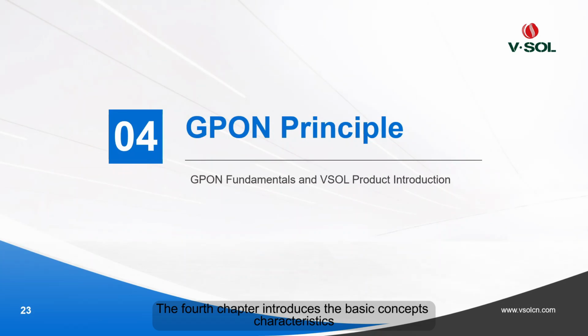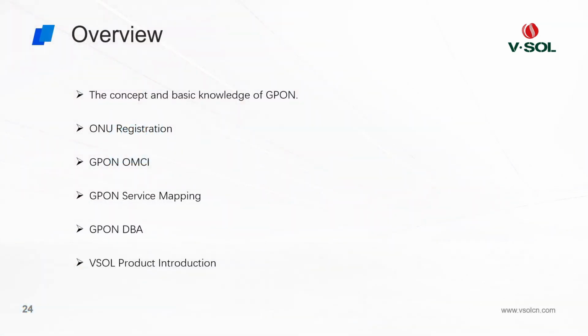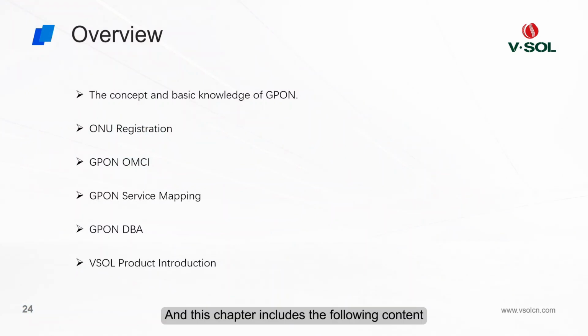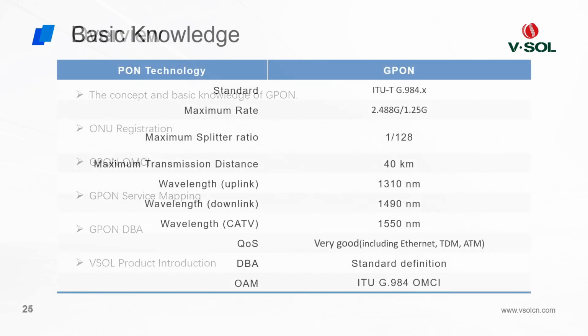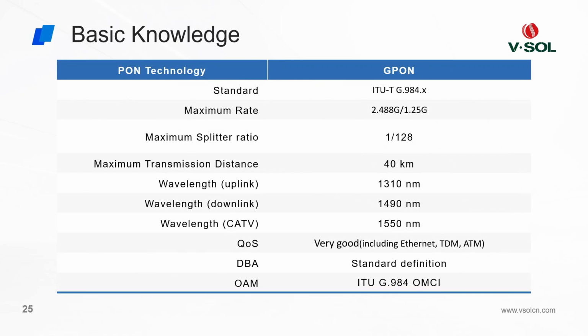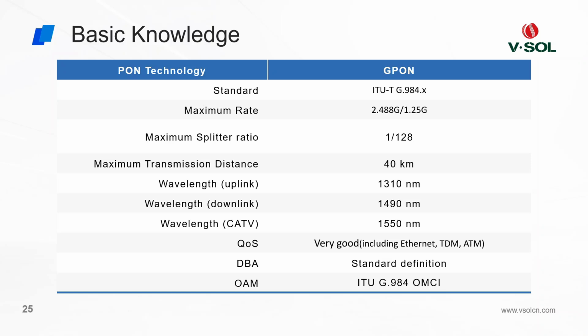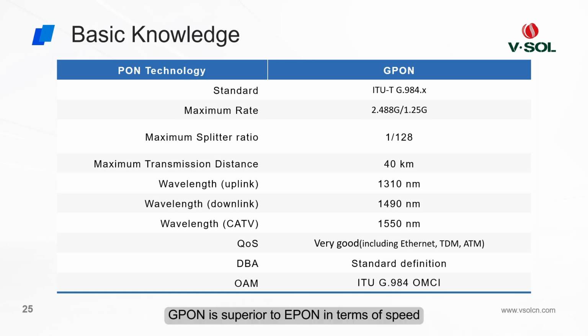The 4th chapter introduces the basic concepts, characteristics, and application scenarios of GPON technology. And this chapter includes the following content: providing a brief introduction to the performance and working protocol of GPON. Firstly, this is the basic information of GPON. We can see that, except for using the same wavelength, the other parameters of GPON are different from EPON. GPON is superior to EPON in terms of speed, spectral ratio, and transmission distance.